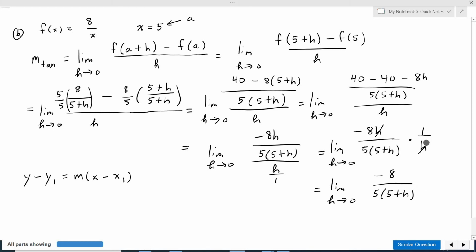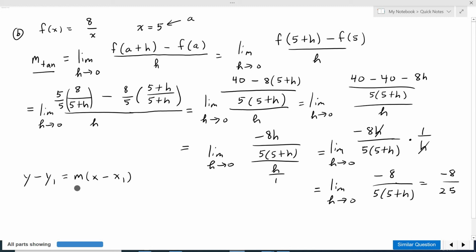Okay, now we try direct substitution after we've canceled the h's, and we no longer get 0 over 0. Notice that this is getting closer to 0. So as that happens, this is getting closer to 5 plus 0, so that's getting closer to 5, which means this bottom piece is getting closer to 5 times 5. So overall, it's getting closer to negative 8 over 25. And of course, remember, this is the slope of the tangent line to this function at this particular point, x equals 5.